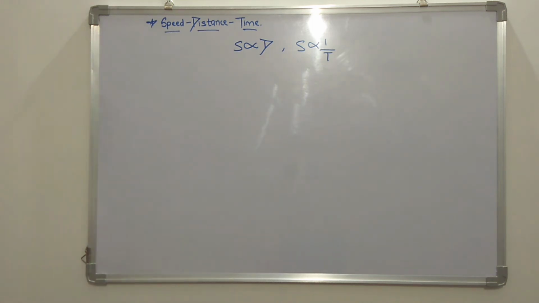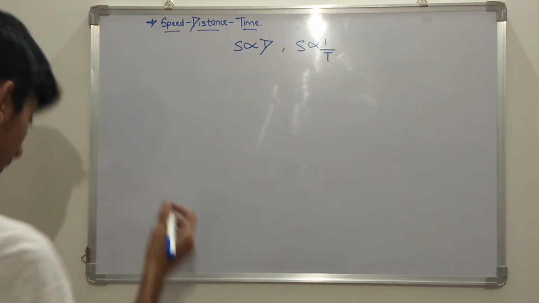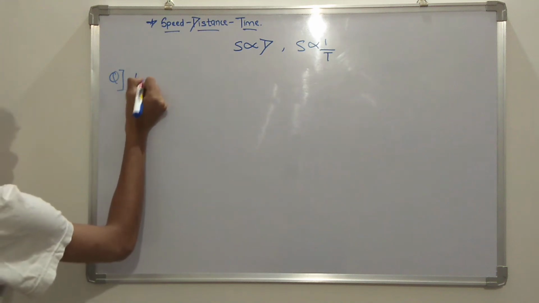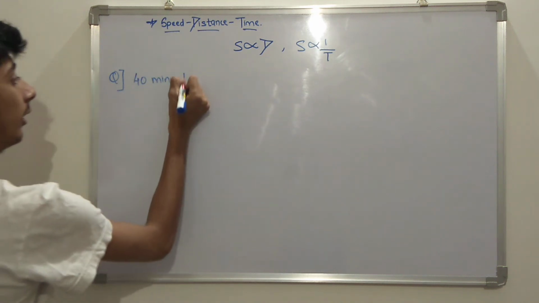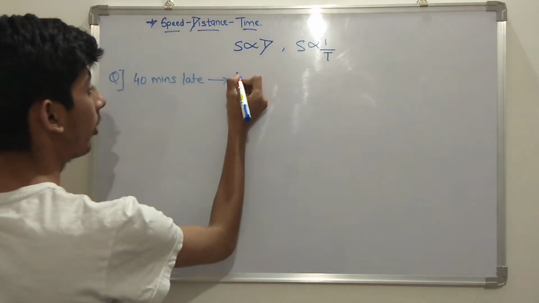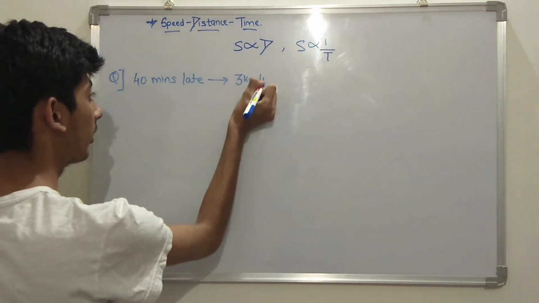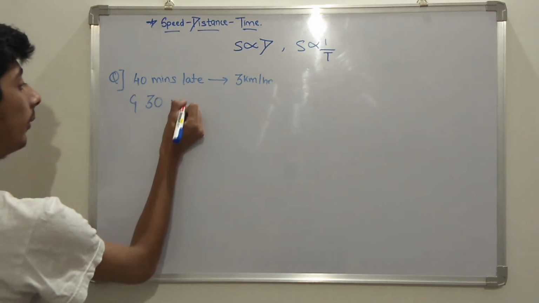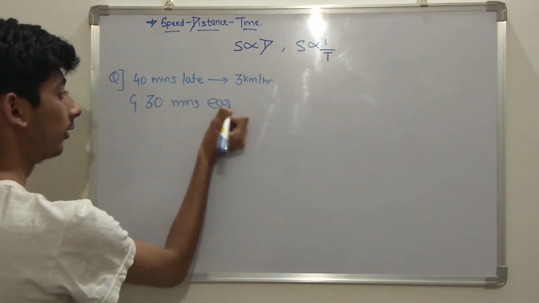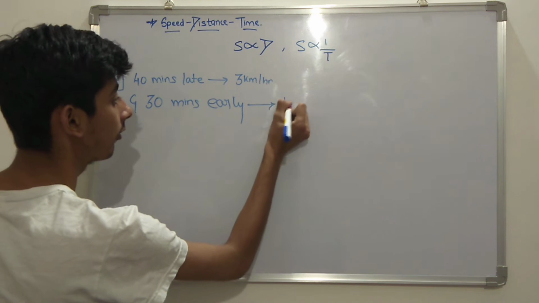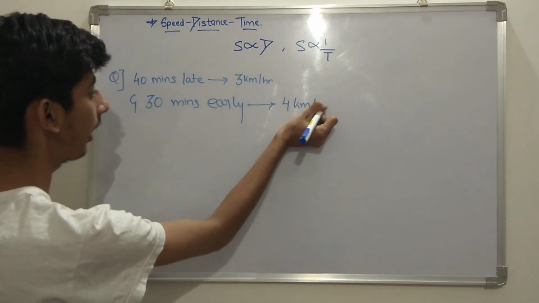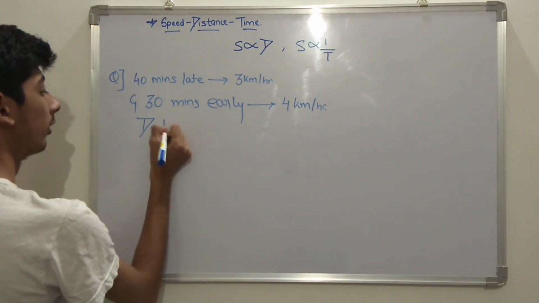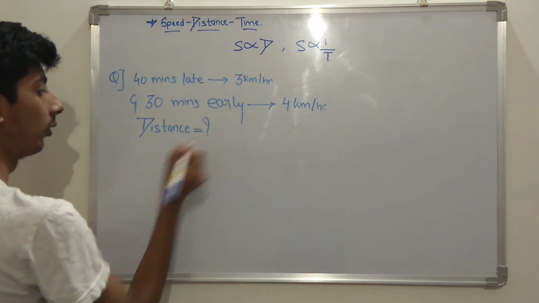So jumping to another question which is somewhat more difficult. The question is, I shall be 40 minutes late if walking at 3 kilometers per hour and 30 minutes early if walking at 4 kilometers per hour. Then find the distance. Distance is equal to how much?